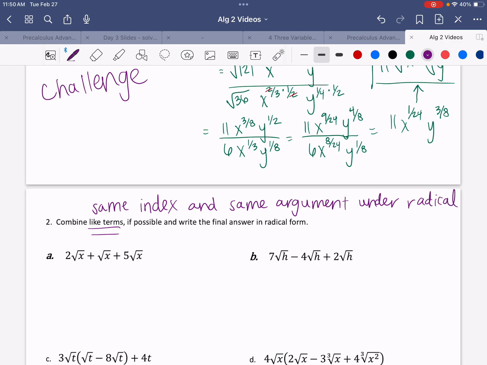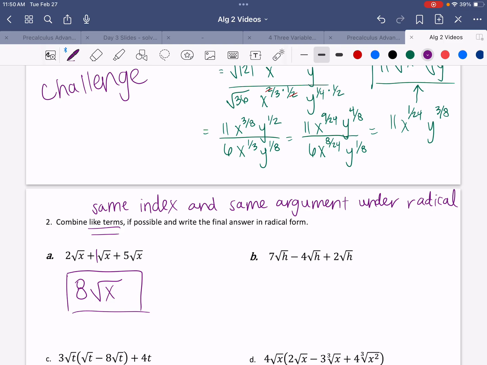So for example, A is a perfect example of like terms. They're all square roots, and their argument underneath the radical is just x and x and x. I'm adding here, so if I have 2 of them, plus 1 of them, plus 5 of them, I'm literally just counting up how many square roots of x I have. I now have 8 square roots of x. That's it. So these had like terms, I'm allowed to add. We're not multiplying here like we were on the front.